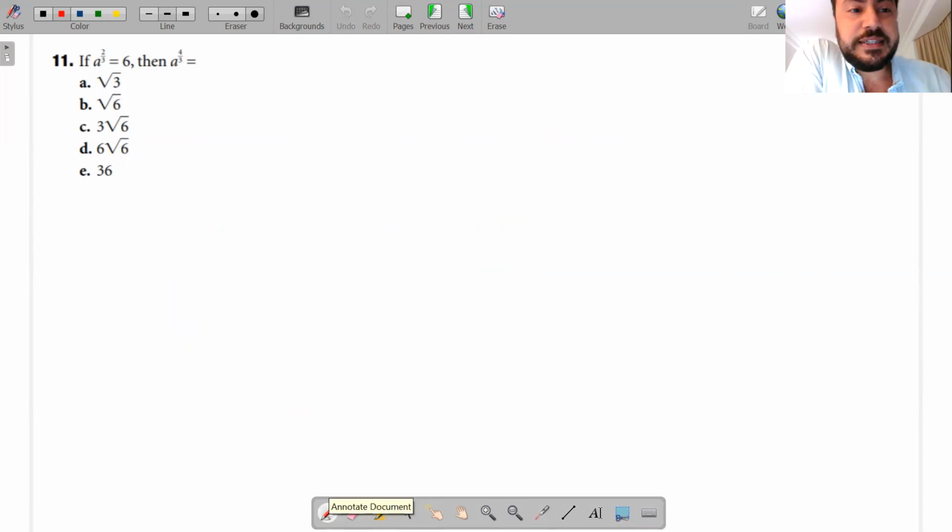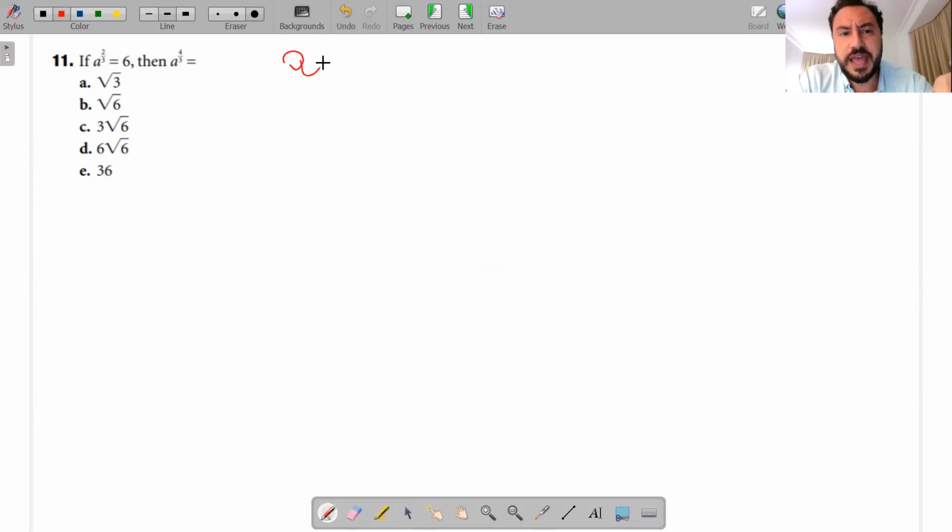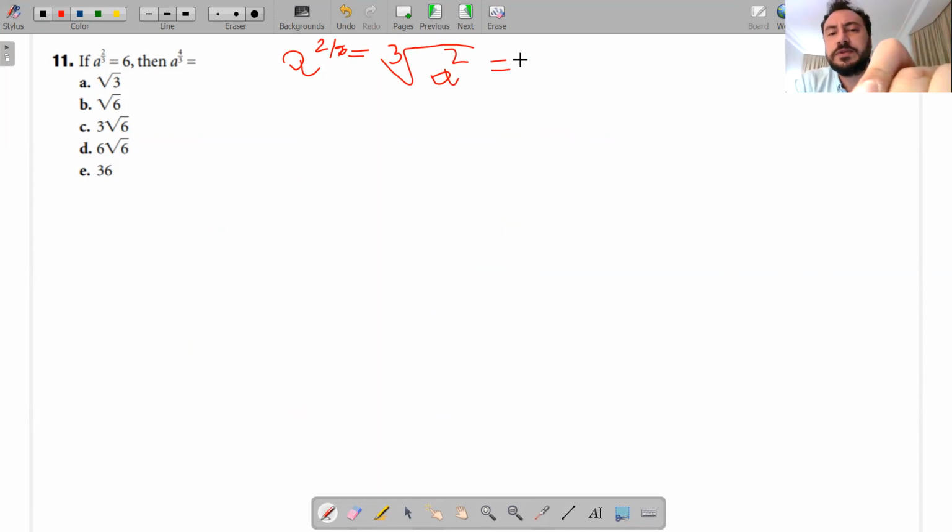Let's see now a case like this one. If a to the power of 2 over 3 is equal to 6, then what is a to the power of 4 over 3? In this case, the first thing we need to do is find the value of a. First of all, a to the power of 2 over 3 can be written as the cubic root of a to the power of 2, and all this is equal to 6.